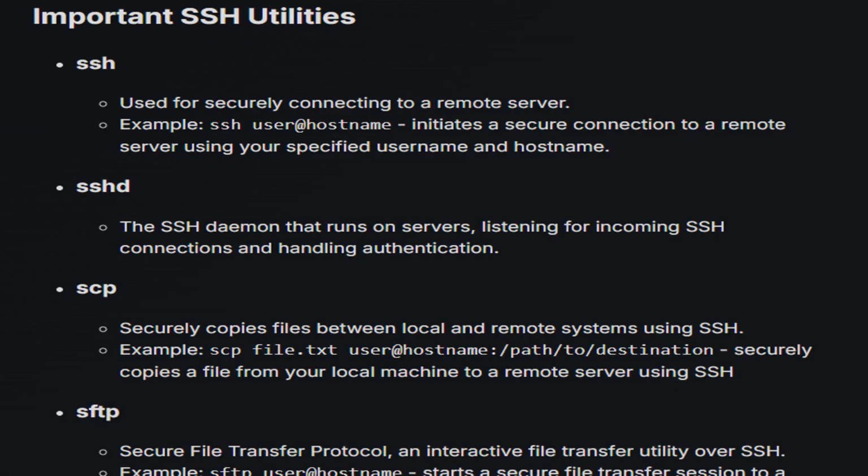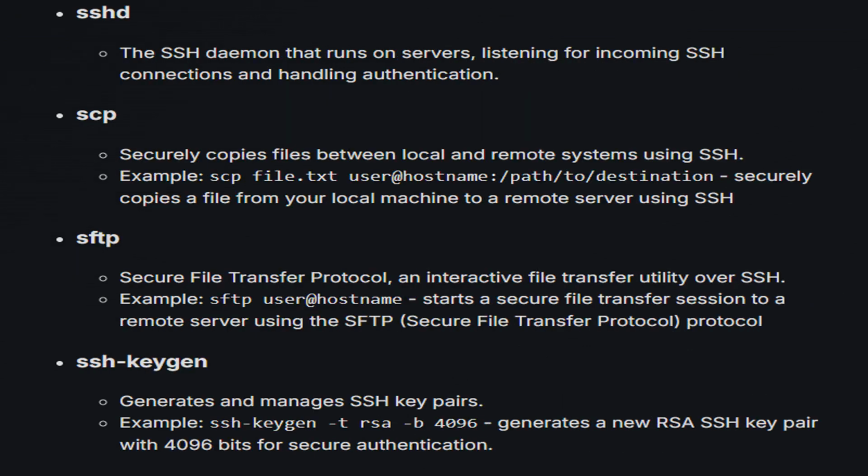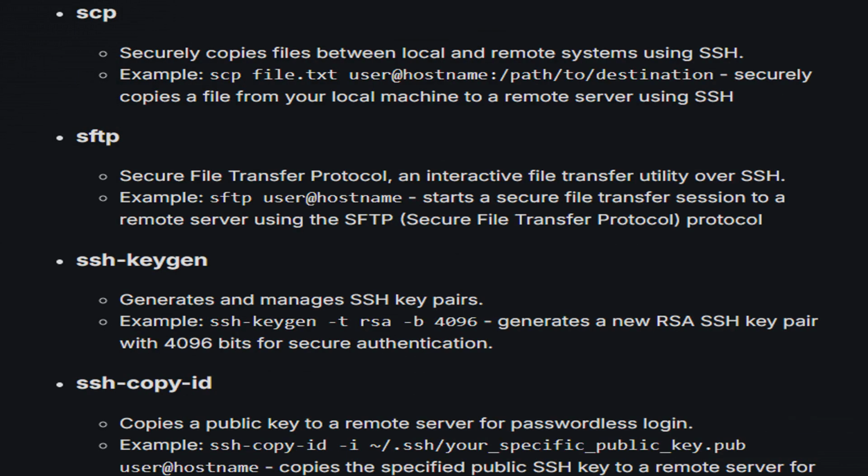Important SSH utilities. SSH, or Secure Shell, is a protocol used for securely connecting to a remote server. The command ssh user@hostname allows users to initiate a secure connection by specifying their username and the server's hostname. The SSH daemon, sshd, is a server-side program that listens for incoming SSH connections and manages the authentication process. The text describes SCP, Secure Copy Protocol, which is a command used to securely transfer files between local and remote systems via SSH. An example command is provided, scp file user@hostname:/path/to/destination, which illustrates how to copy a file from a local machine to a remote server securely.